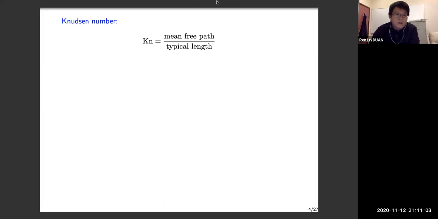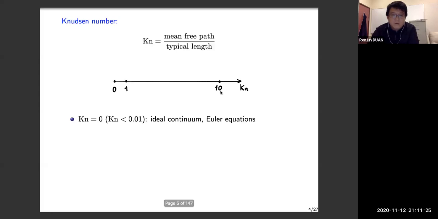Usually, if we consider a rarefied gas, then this non-dimensional number called the Knudsen number should be very important. For instance, this number is defined to be the ratio of the mean free path with respect to the typical length. So usually this number is strictly positive and also finite. In the limit case where this Knudsen number is zero, or even in case this number is very small, for instance, less than 0.01, and then we try to regard this kind of gas as an ideal continuum, then the motion of this kind of gas is governed by the Euler equations. So this is well known.